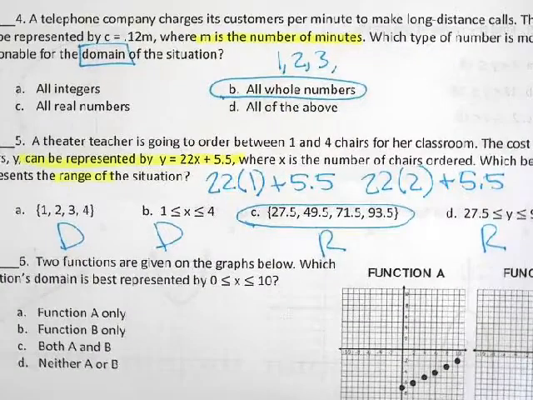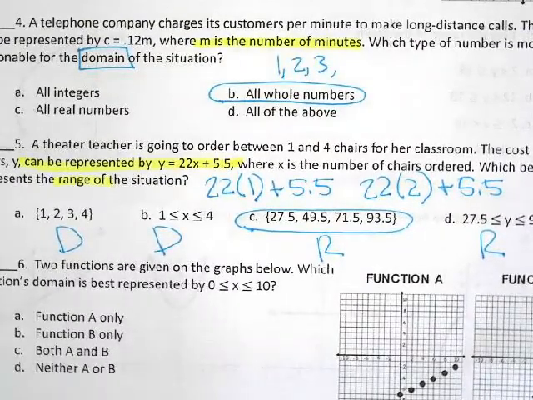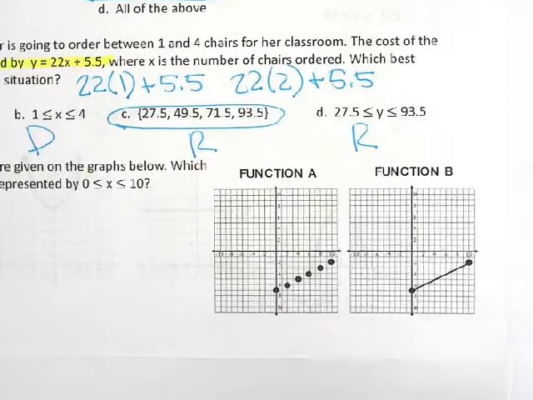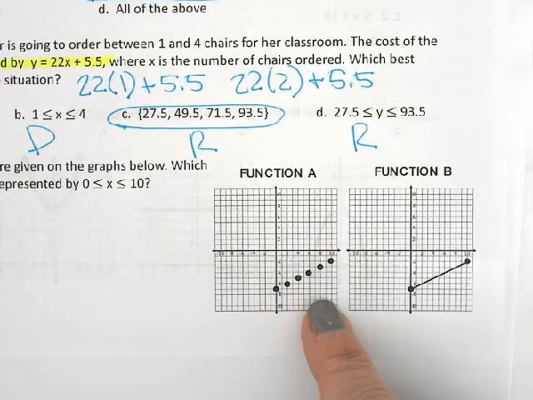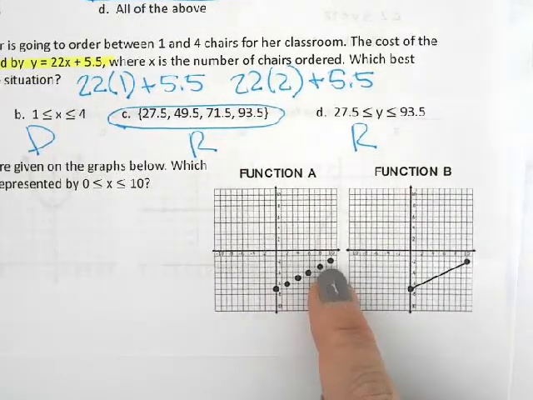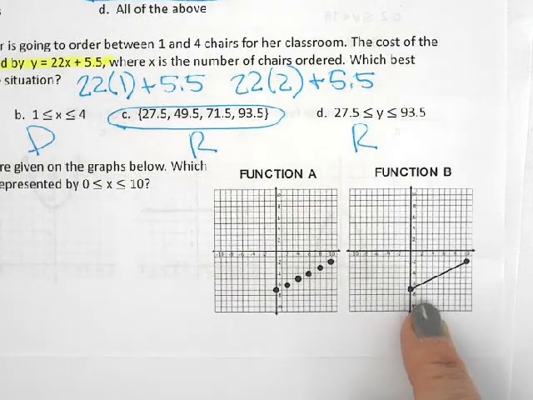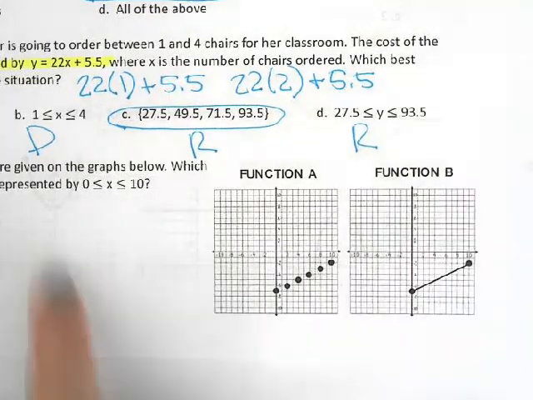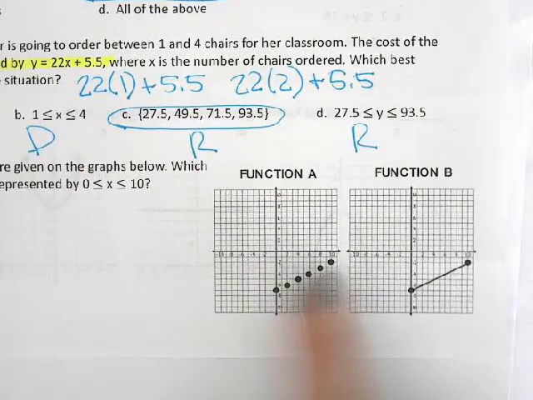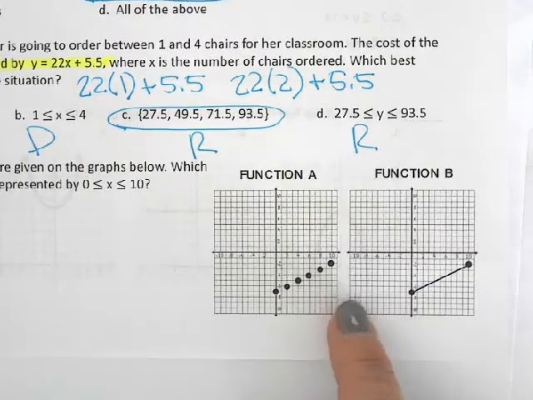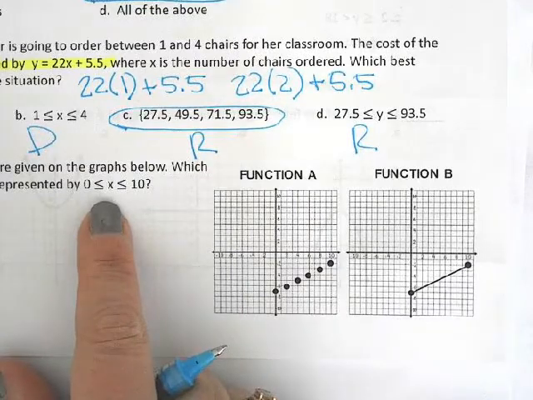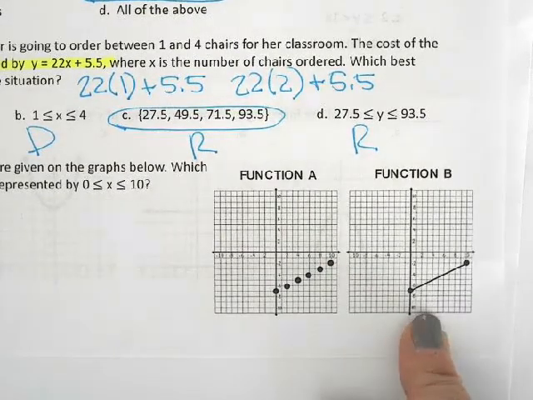Question number 6. 2 functions are given on the table below. Which function domain is represented by x is in between 0 and 10, and it's included. So we talked about, if I'm looking at both of these graphs, function A is a discrete graph. Why? Because it has separate points. Graph B is a continuous graph. When I have a continuous graph, I'm going to have an interval. When I have discrete data, I'm going to have the numbers listed out. So this is an interval, so that means it has to be continuous, so it has to be B.